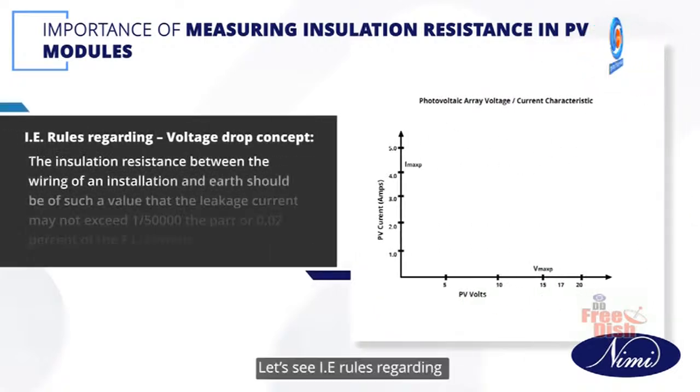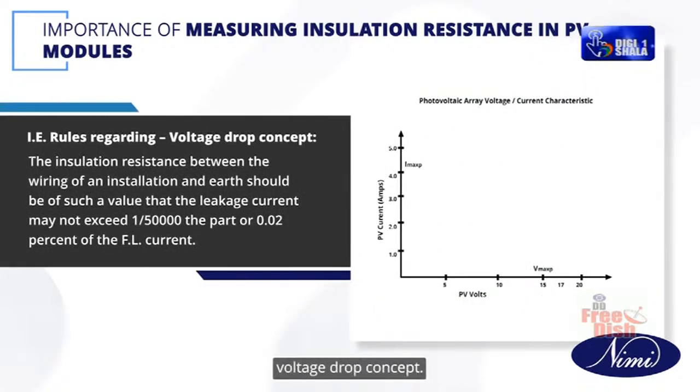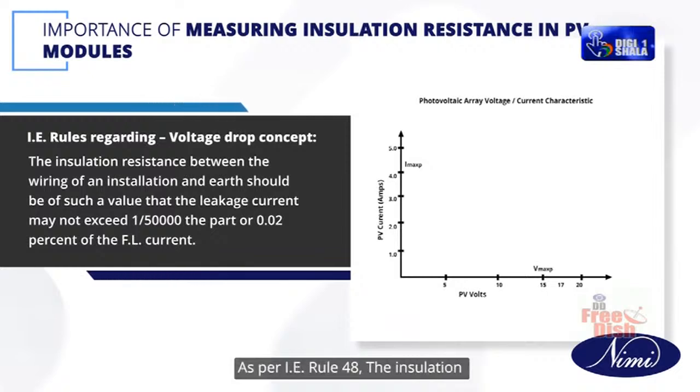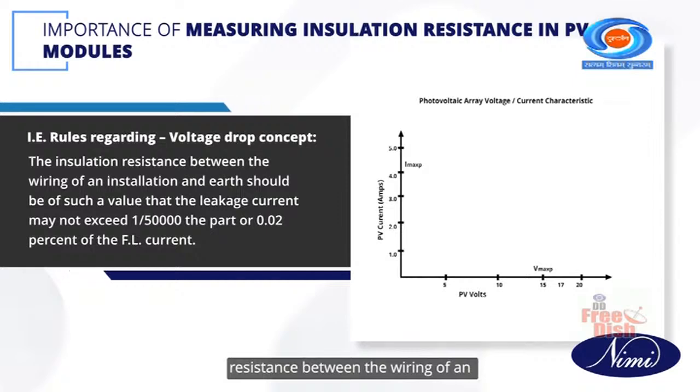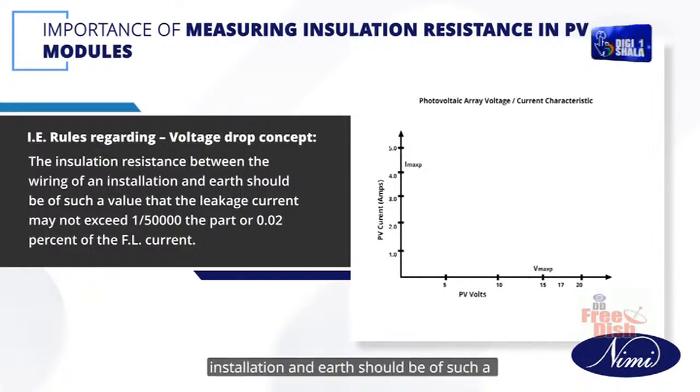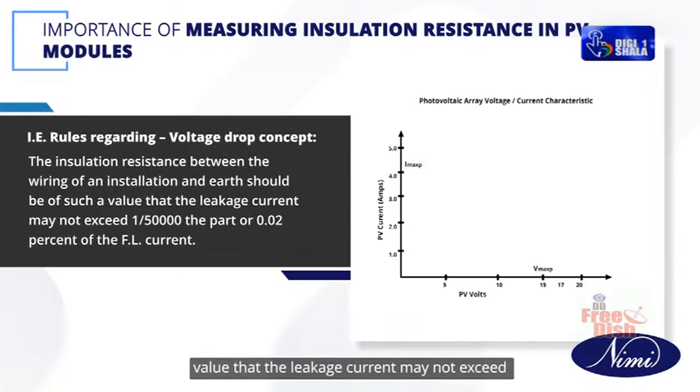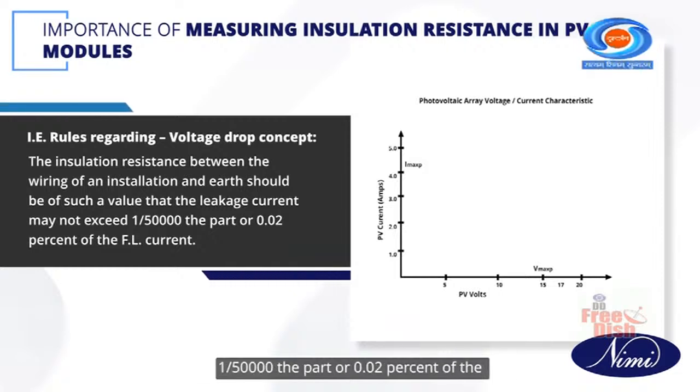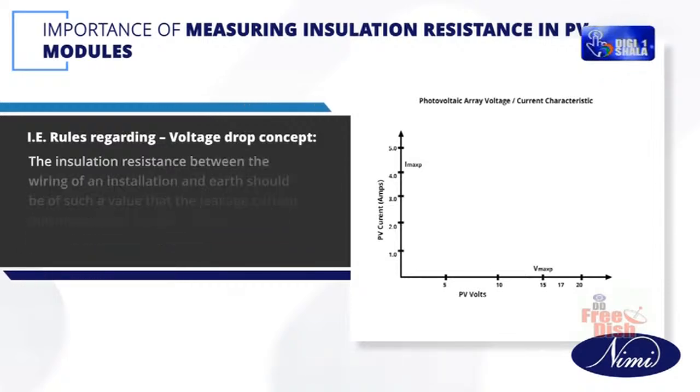Let's see the IE rules regarding the voltage drop concept. As per IE Rule 48, the insulation resistance between the wiring of an installation and earth should be of such a value that the leakage current may not exceed 1/5000th part, or 0.02%, of the full load current.